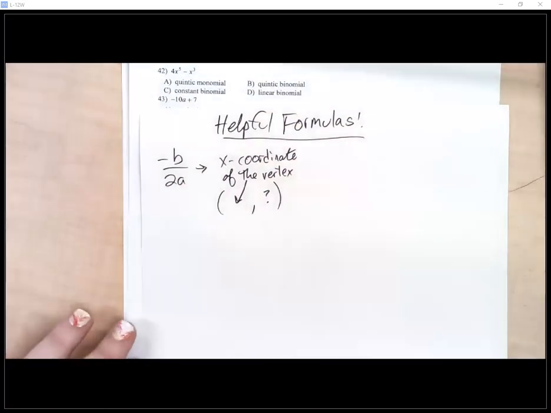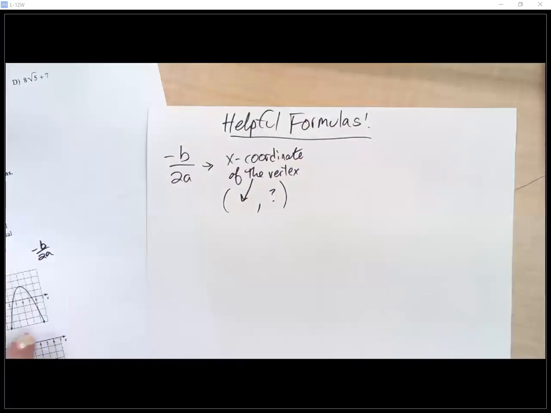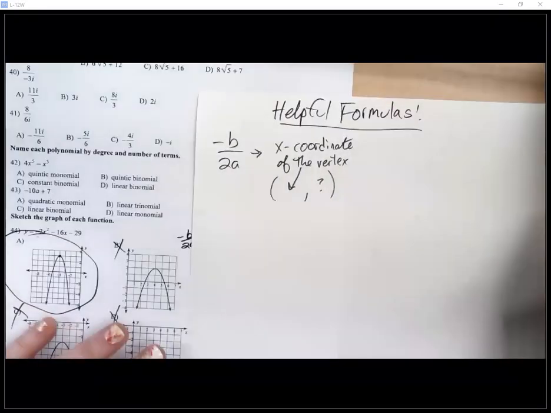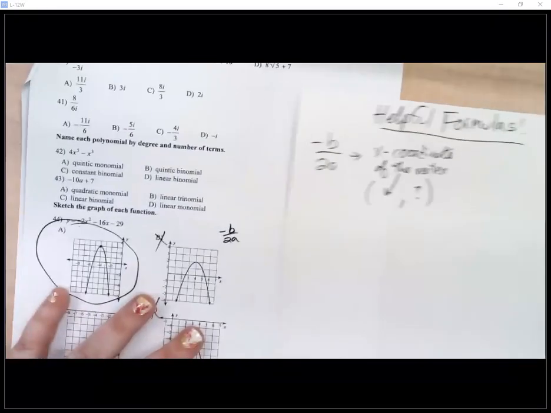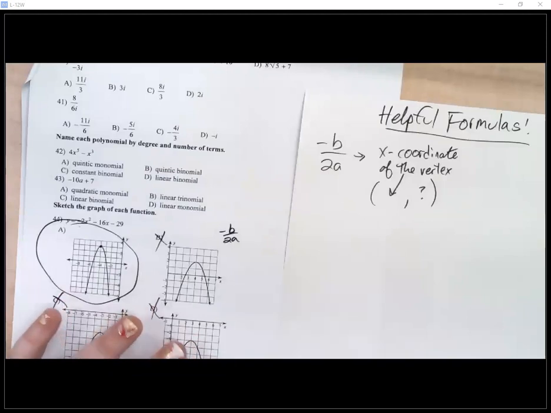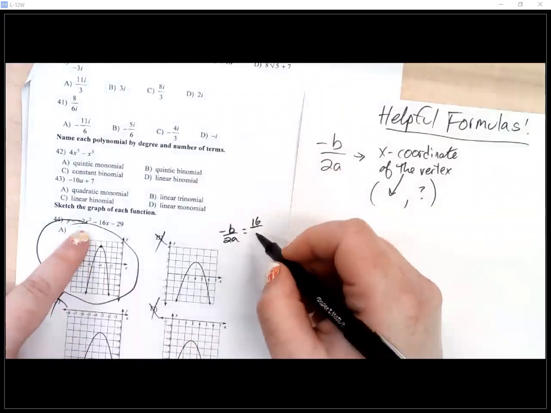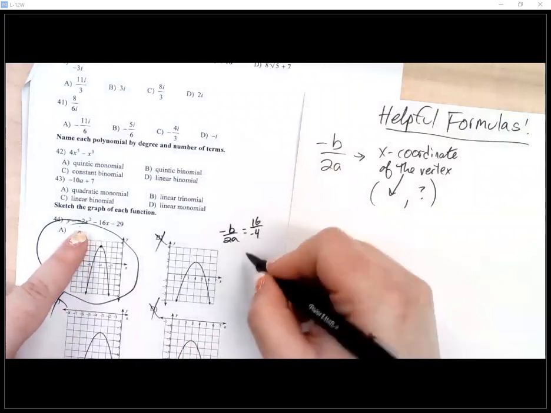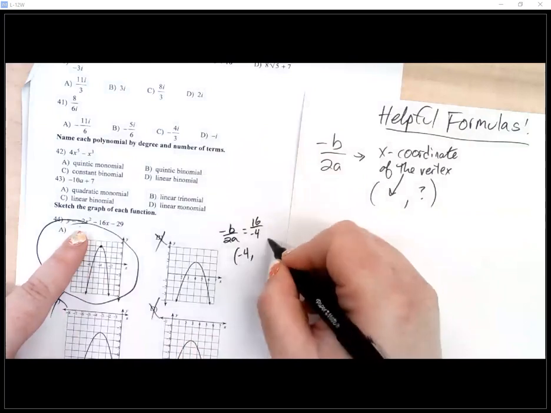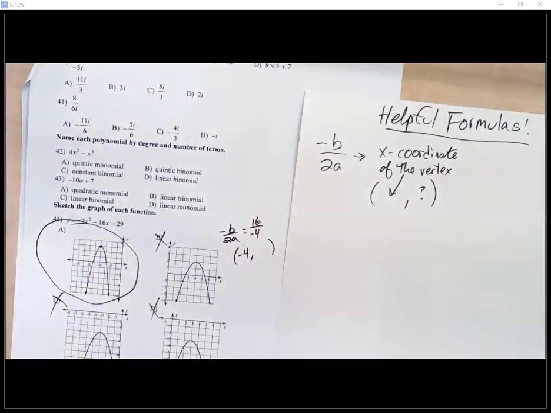So, if on problem number 44, I actually do that. Negative B is now gonna be a positive 16 over 2 times A. So negative 2 times 2 is a negative 4. So I get negative 4 comma something. So then I would just take negative 4 and plug it into the original. Luckily, I just happened to pick negative 4. So I just did that and I found out that it came out as negative 4 comma 3. So there is my vertex.